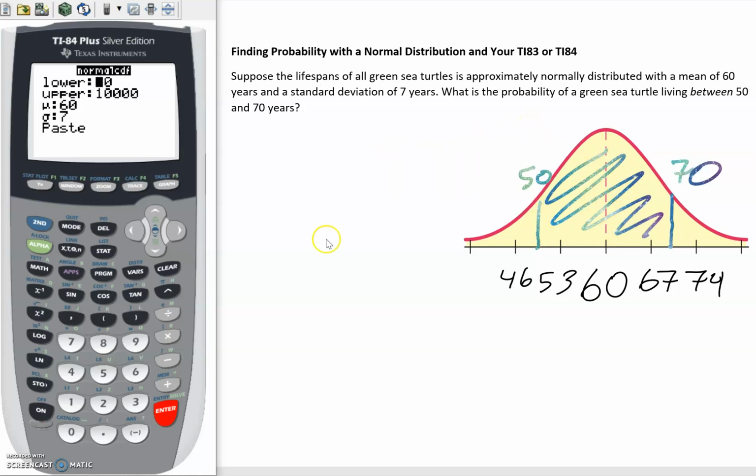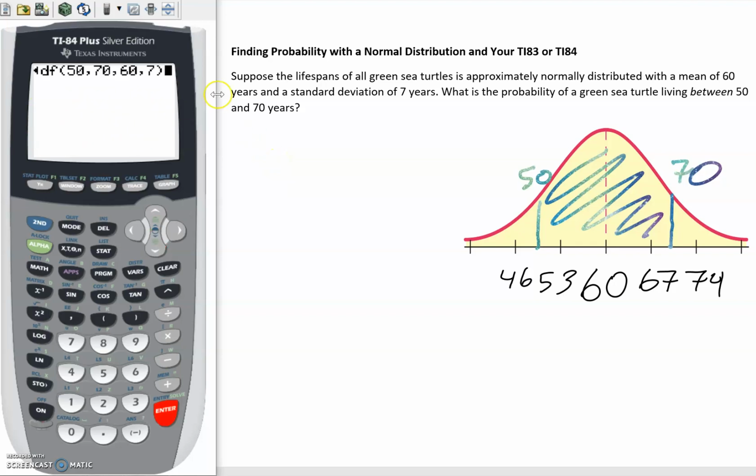Okay, so our lower bound for the region is 50. And then our upper bound for this region is 70, right? We're looking for between 50 and 70 years. Our mean in this case is 60, and our standard deviation, sigma, is 7. Now, if you did find a z-score for this, that's totally fine. You've standardized, but you would make sure that your mean is 0 and your standard deviation is 1. But for this, we're able to just use all of the raw data.